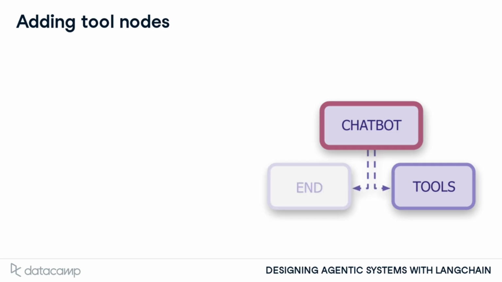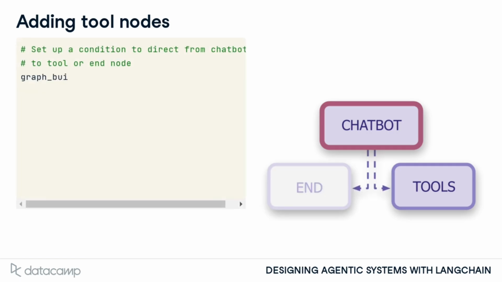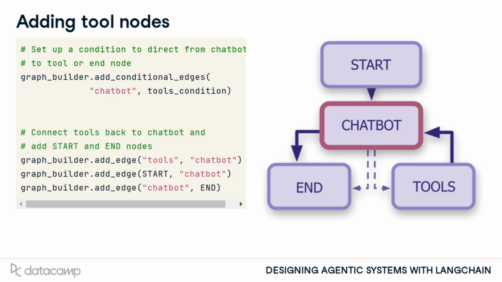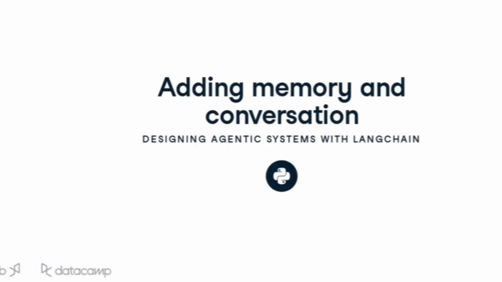Next, before adding an end node explicitly, we'll use the add conditional edges method with tools condition to let the chatbot decide if a tool is needed. If it is, the chatbot will call a tool. If not, the chatbot will end without a response. For LLM or tool calls that generate a response, we'll connect tools back to the chatbot using the add-edge method, then add a start node which connects to the chatbot before finally connecting the chatbot to the added end node.